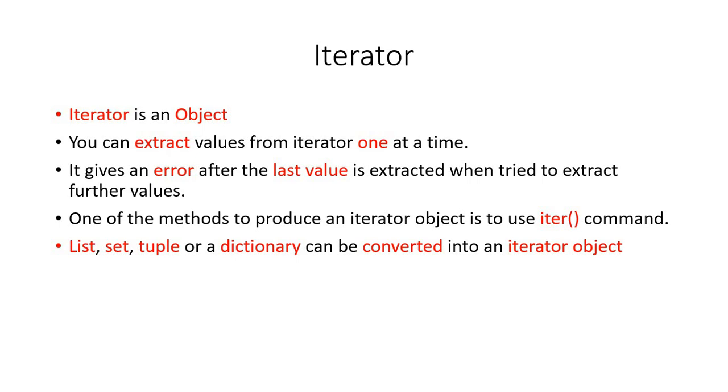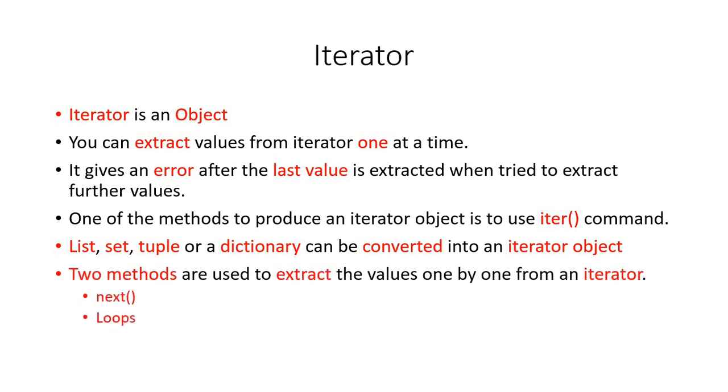They are iterables. There are two methods that can be used to extract elements one by one from an iterator. One of the methods is called the next command, and the other method is loops. For example, for loop, while loop, etc.